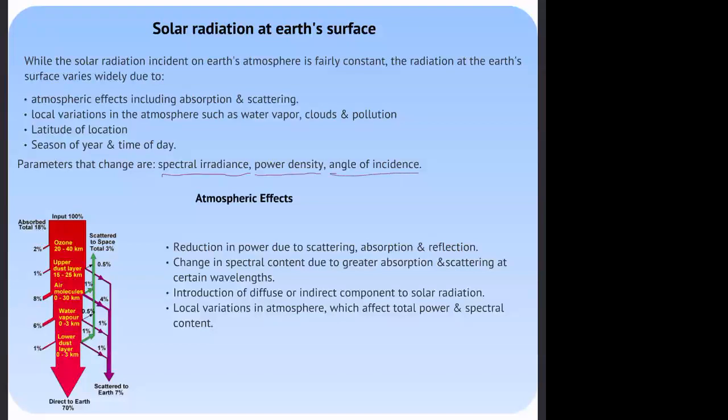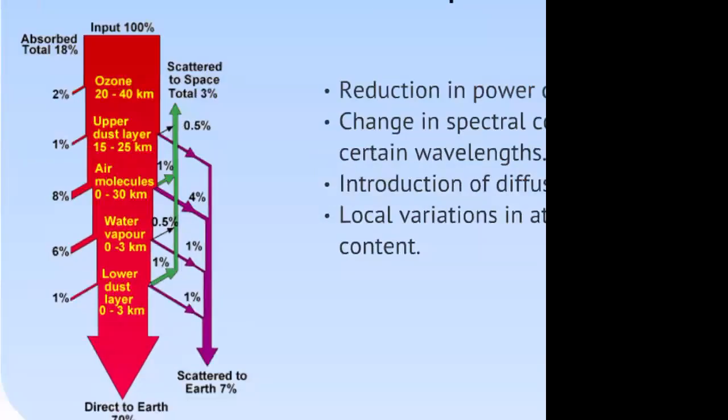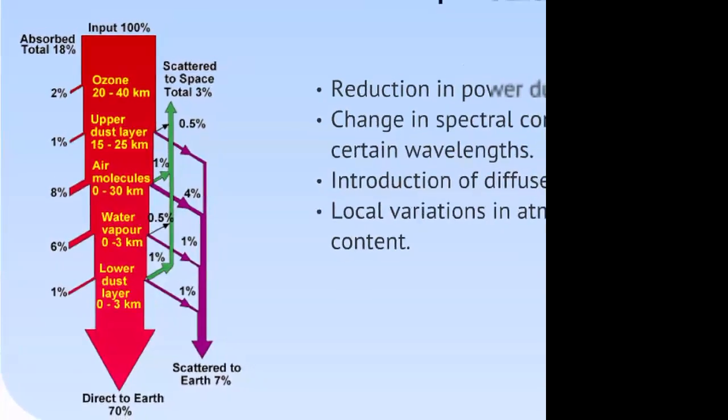And the atmospheric effects are modeled here. This is a nice graphical representation of what happens. You come in with 100% of the light. Some of the light gets scattered to the Earth, which is shown by this purple line. Some of the light gets scattered back to space, and some of the light is simply absorbed, as shown by these small red lines. And all the different mechanisms are here.